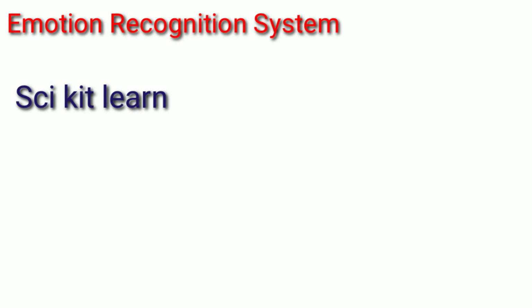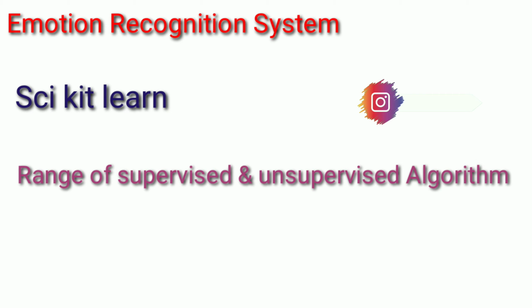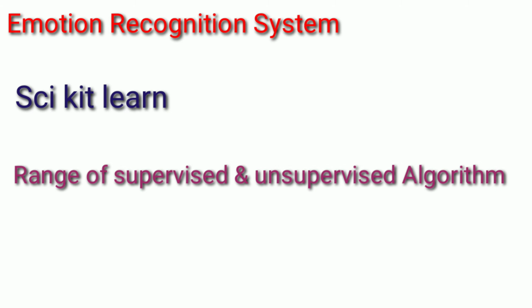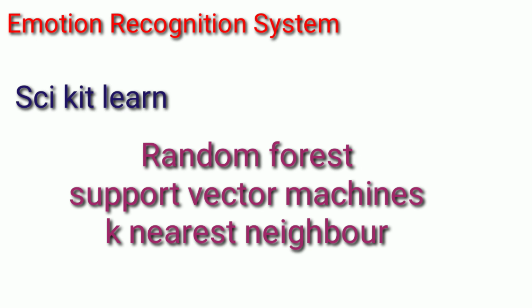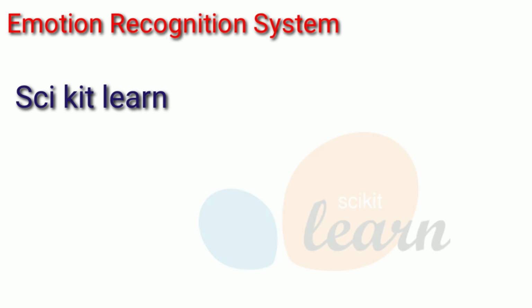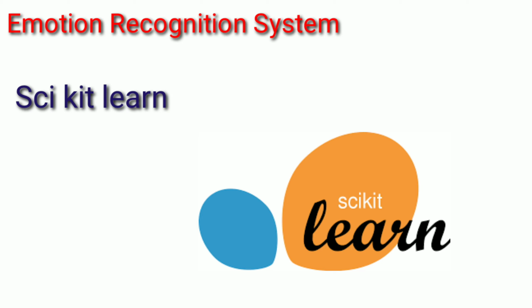What is scikit-learn? Scikit-learn provides a range of supervised and unsupervised algorithms such as random forest, support vector machines, k nearest neighbors, etc. via a consistent interface in Python. It is licensed under a permissive simplified BSD license and is distributed under many Linux distributions, encouraging academic and commercial use. This was the introduction for scikit-learn and other libraries.